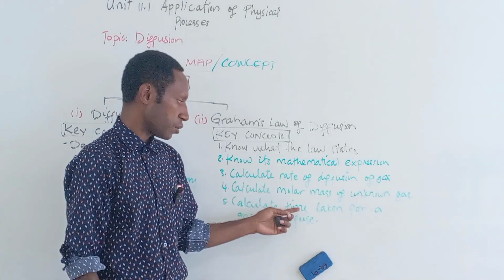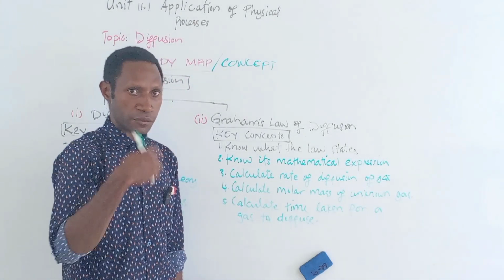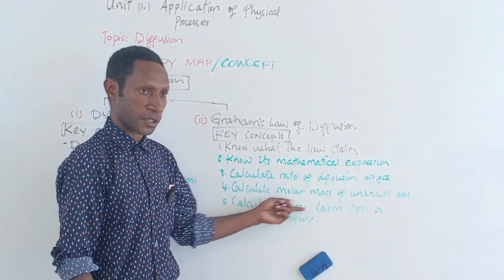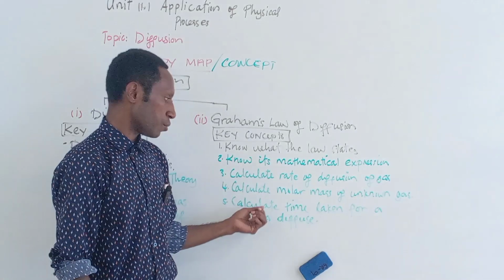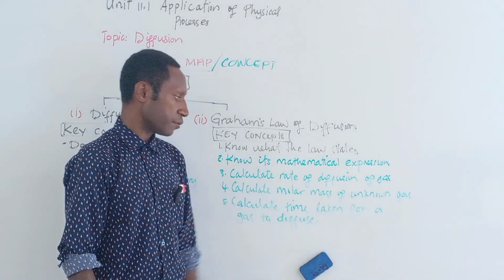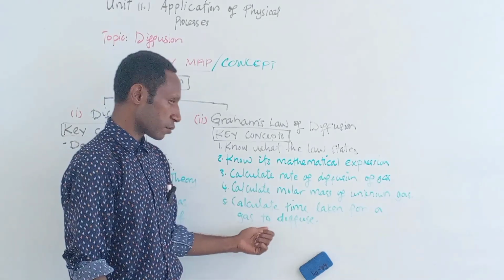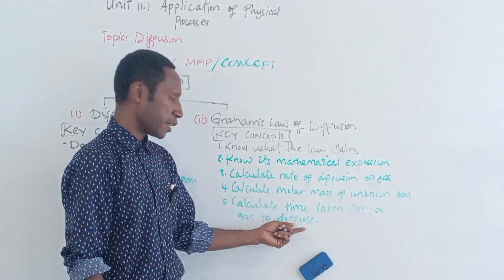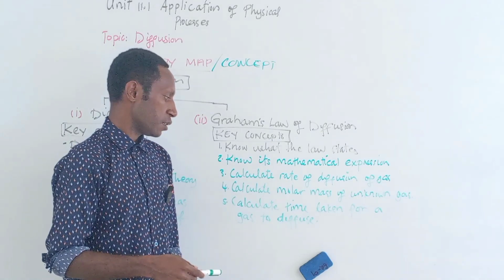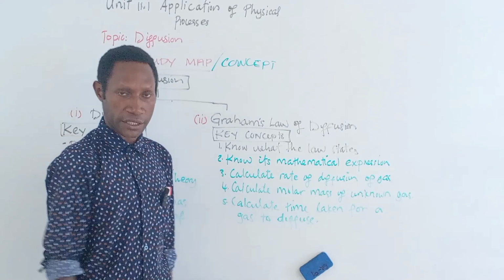Does the student know how to calculate the molar mass of an unknown gas using this law? That student will sit down and try to recall. If he doesn't, go back and revise that particular one. Look at the examples, how molar mass is calculated. Calculate the time taken for a gas to diffuse or effuse. So he will sit down, look at this main idea, and try to recall. If he does recall, then good. If he doesn't, then always go back and check the calculation example again and revise.